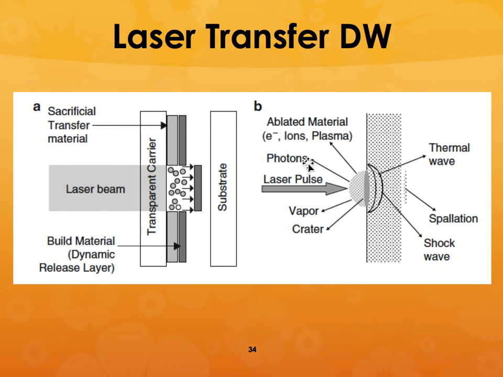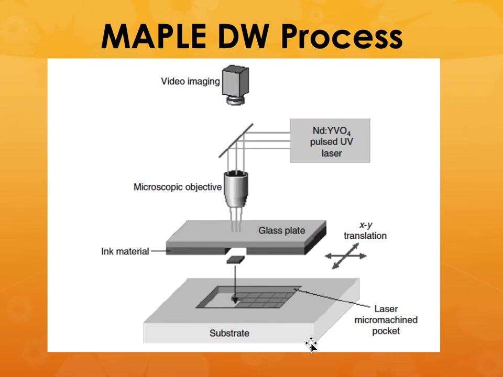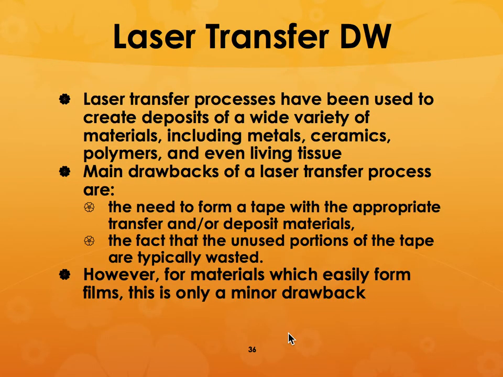So this is a schematic of that laser transfer direct write process. One of these processes is called MAPLE. You micro machine the packet, and then that can deposit onto the bottom of this plate. Many different materials have been deposited using this process.